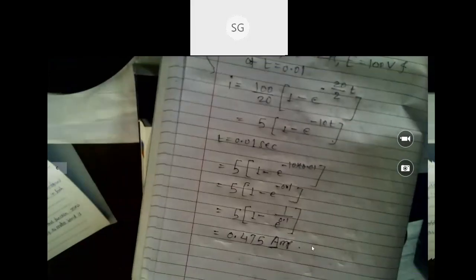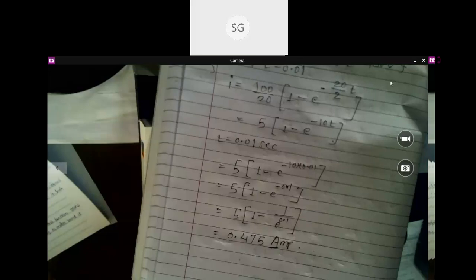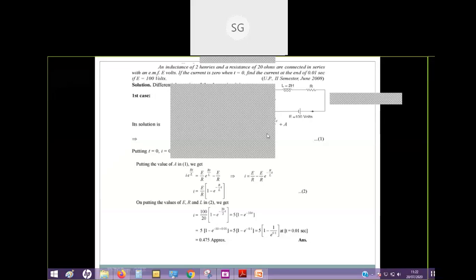These are the steps. Are you getting it? Please confirm in the chat box. Correct. So 0.475 is the answer for this question. Okay, shall we move to the next question? Please confirm.